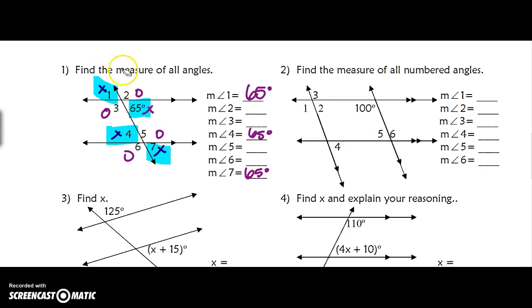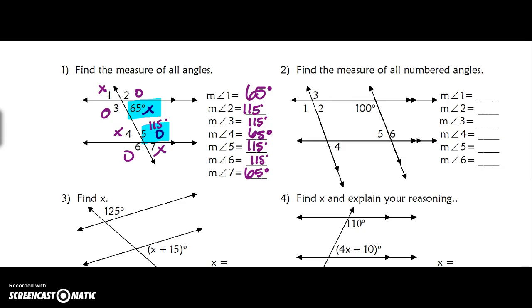How do you find the measure of all the O's? Well, if you take a look at any of these, let's say the two same side interior, here you have an X and an O, and we know that those are supplementary, so they would add up to 180. Therefore, you would do 180 minus 65 to get your O, and it's 115 degrees. So any O measure is 115 degrees. And that's how you do that problem.